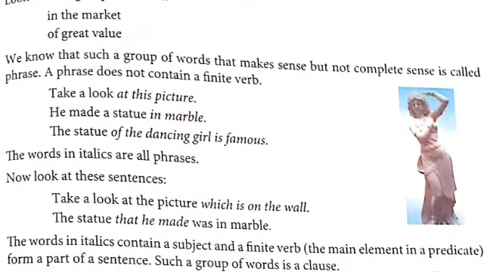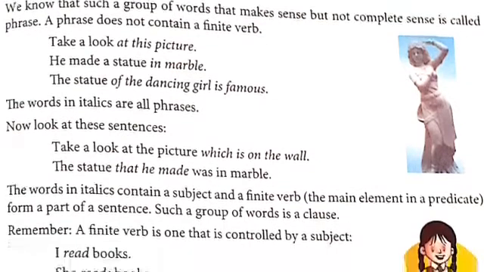Now look at these sentences. Take a look at the picture which is on the wall. The statue that he made was in marble. Now the words in italics contain a subject and a finite verb, the main element in a predicate, and form a part of a sentence. Such a group of words is a clause.